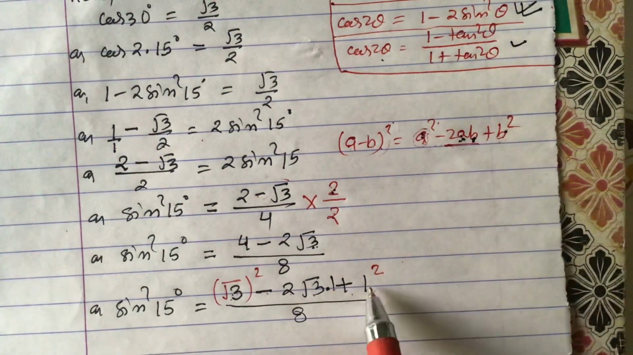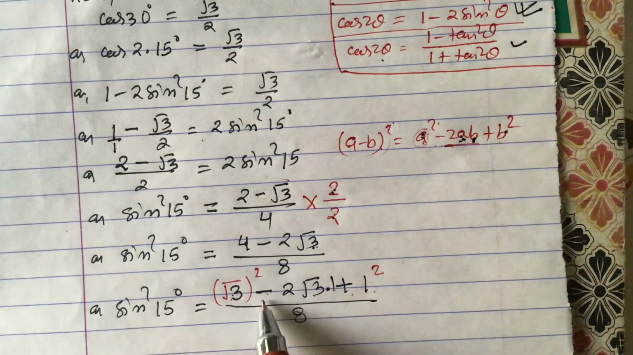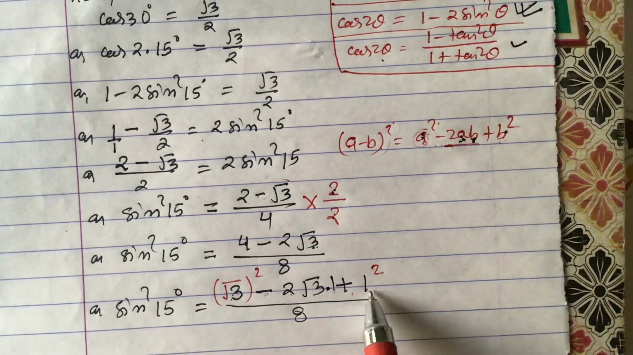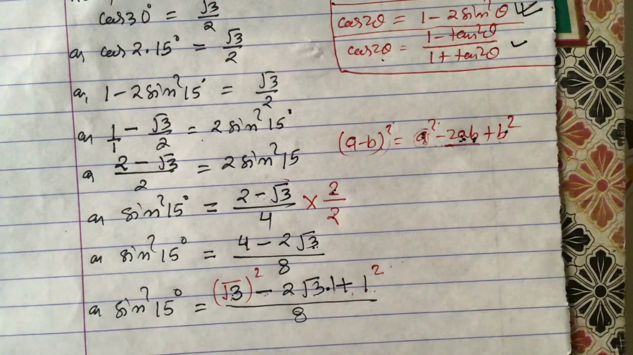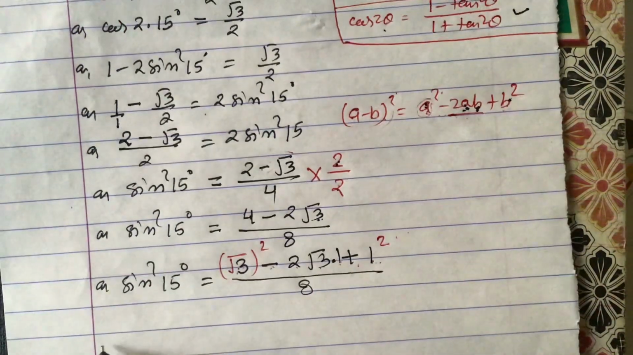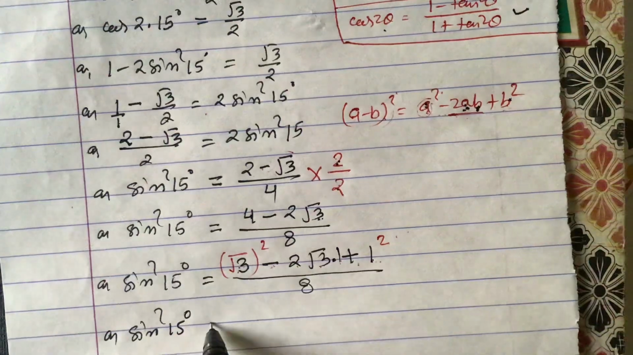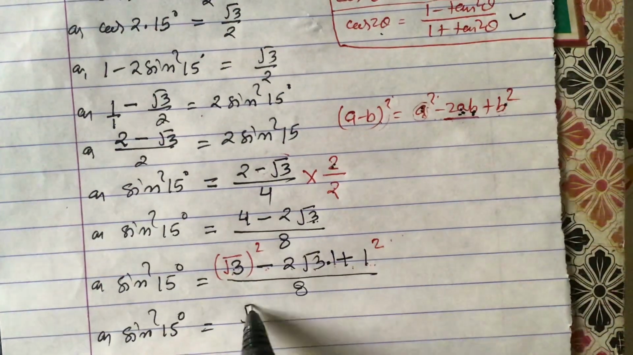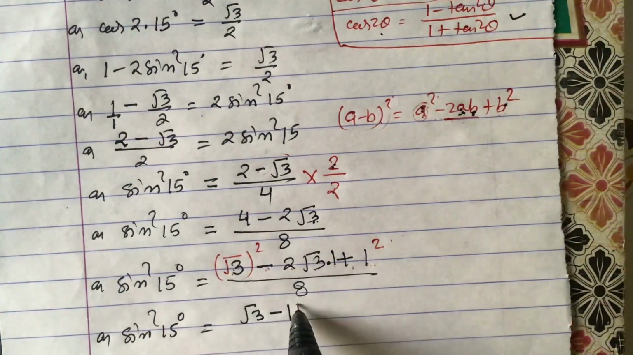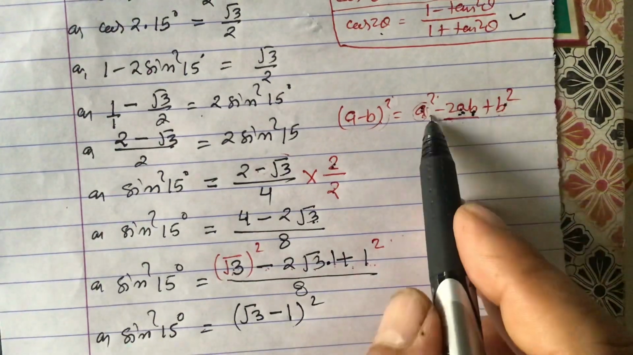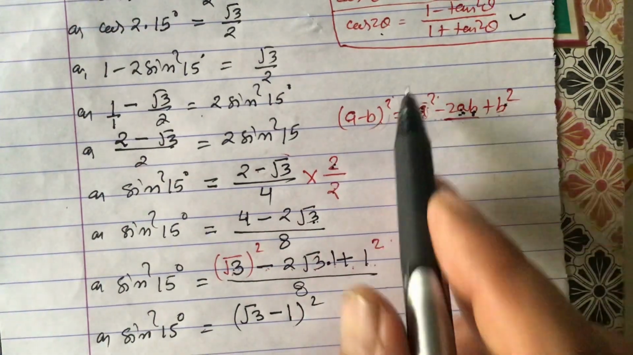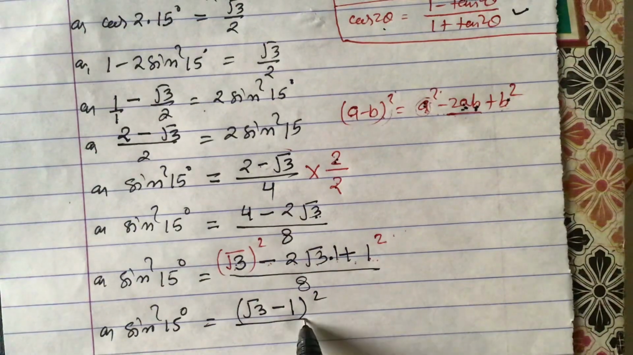B is replaced by 1. So a square minus 2ab plus b square, so it is in the pattern of the formula. So we can write here sine square 15 degree is equal to root under 3 minus 1 whole square. We got a square minus 2ab plus b square, that is a minus b whole square, so we got this. The denominator also, see, 8.